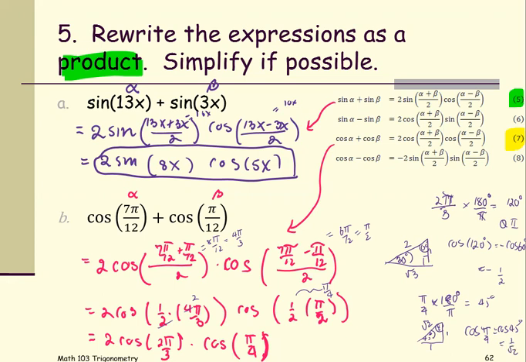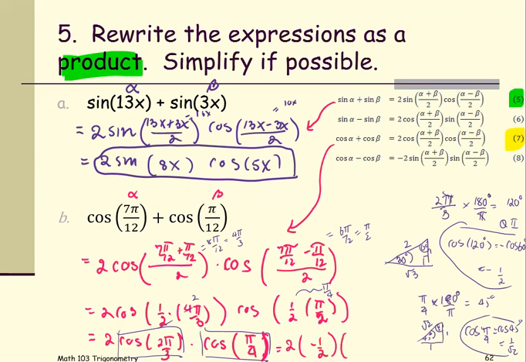Then we're going to replace the cosine of 2 pi over 3 and cosine of pi over 4 with the values that we found on the side notes here. Simplify further, we have 2 times cosine of 2 pi over 3, which is negative 1 over 2. Cosine of pi over 4 is 1 over square root 2. And then simplify completely to get negative 1 over square root 2 as the final result.